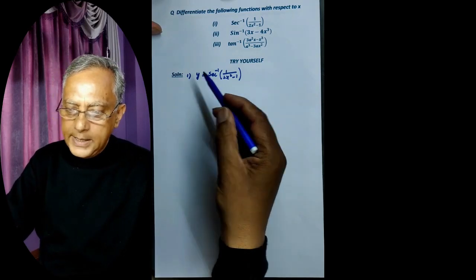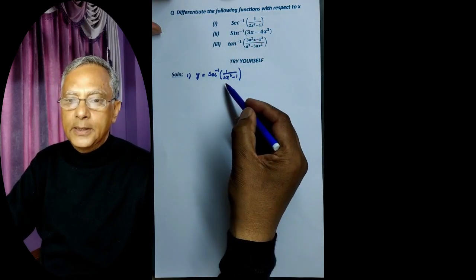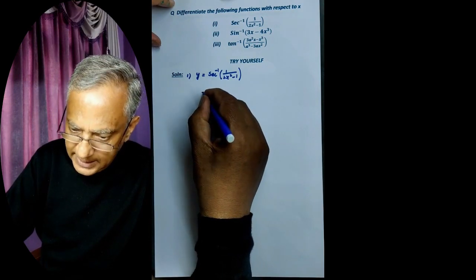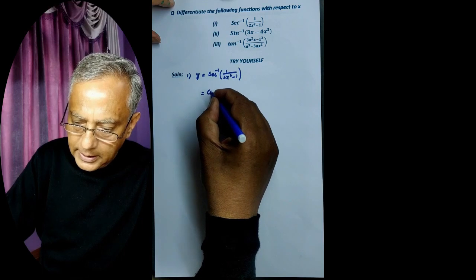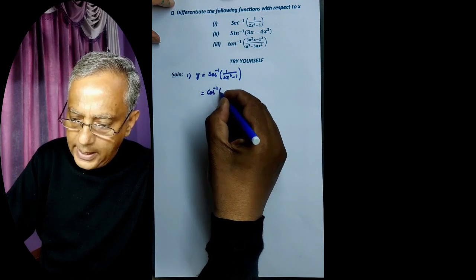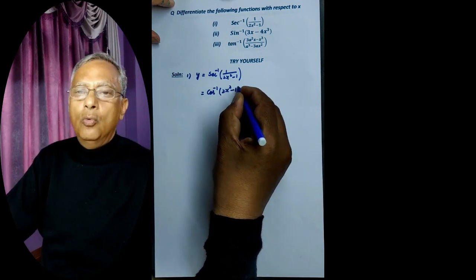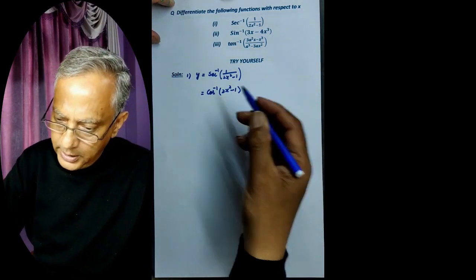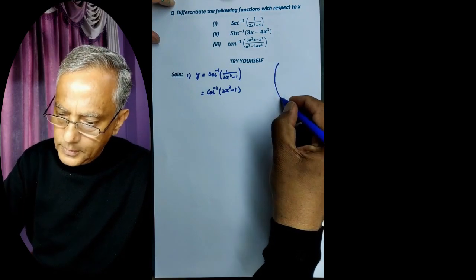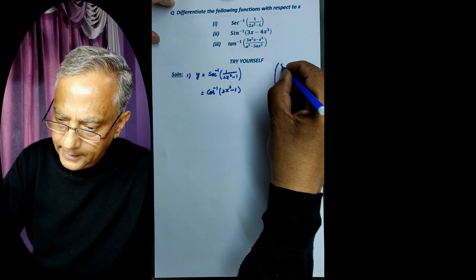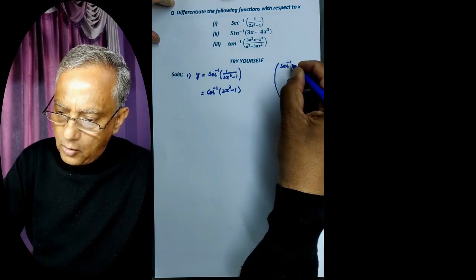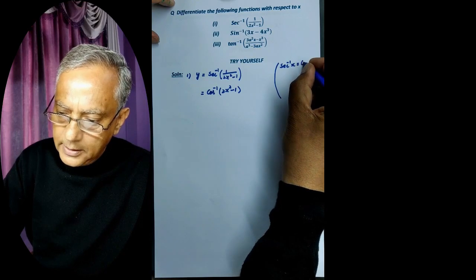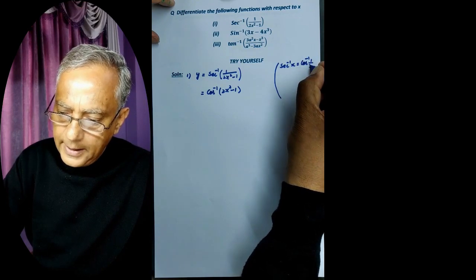Now next question is y is given to be this. And we have to find its differentiation. Now this can be written as cos inverse of 2x square minus 1. Because we know secant inverse of x is equal to cos inverse 1 by x.